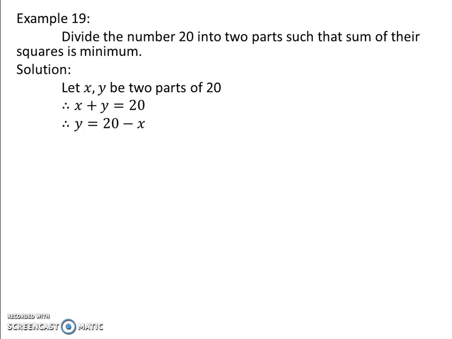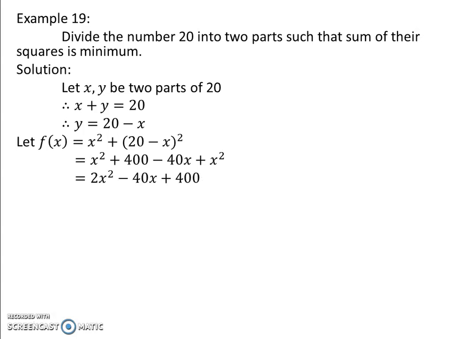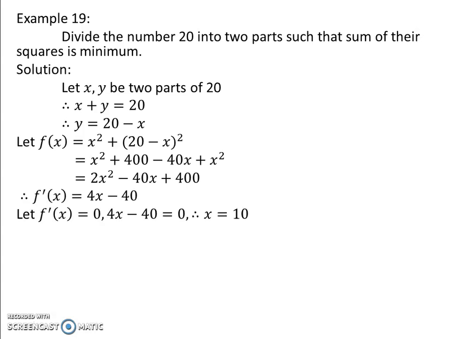But as we have studied the application of differentiation in maxima minima with a single variable, we will use y as 20 minus x. Therefore f of x equal to x square plus (20 minus x) whole square. So simplifying this, we get 2x square minus 40x plus 400. Differentiate करेंगे, f dash of x equal to 4x minus 20. Therefore let f dash of x equal to 0. So x equal to 10.